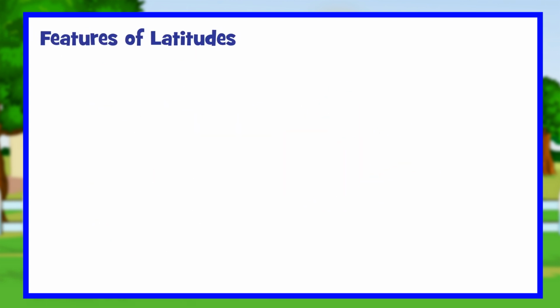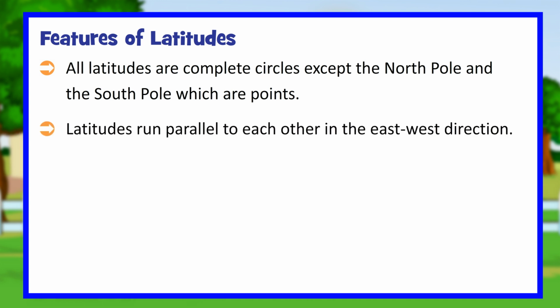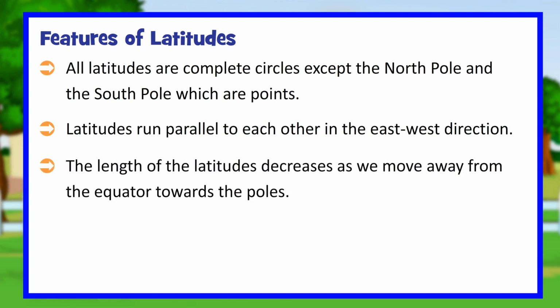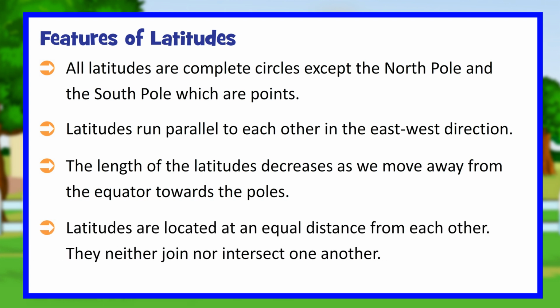Features of latitudes. All latitudes are complete circles except the North Pole and the South Pole, which are points. Latitudes run parallel to each other in the east-west direction. The length of the latitudes decreases as we move away from the equator towards the poles. Latitudes are located at an equal distance from each other. They neither join nor intersect one another.